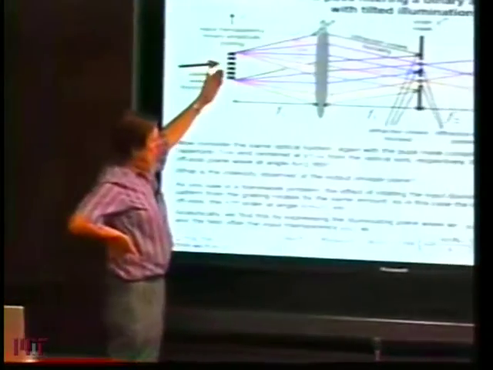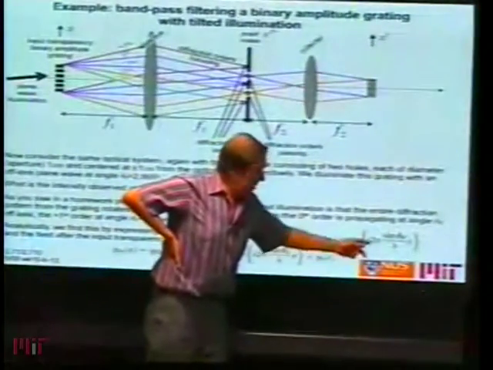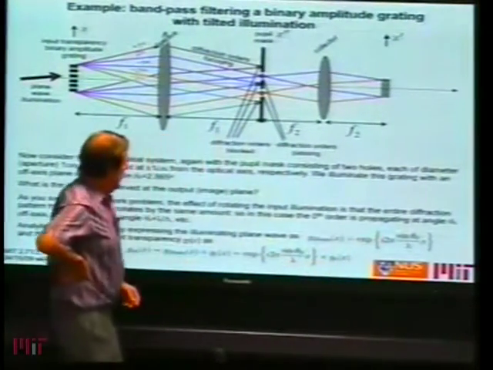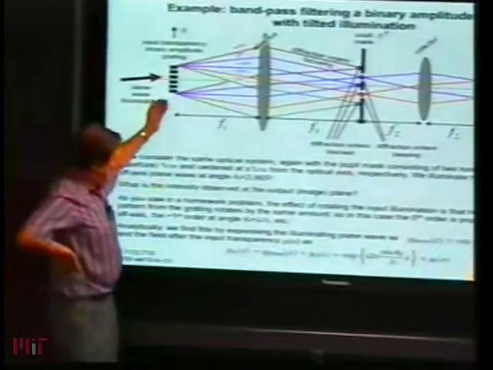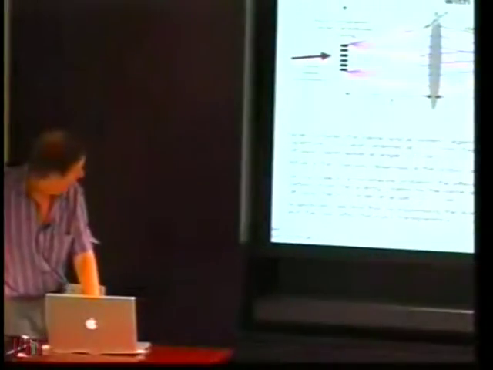Okay, so it's just describing what I just said. It's describing why that happens, in terms of multiplying. This tilted wave is just going to have a complex exponential phase variation like this. You multiply that by the grating, and it has the result of rotating the pattern.